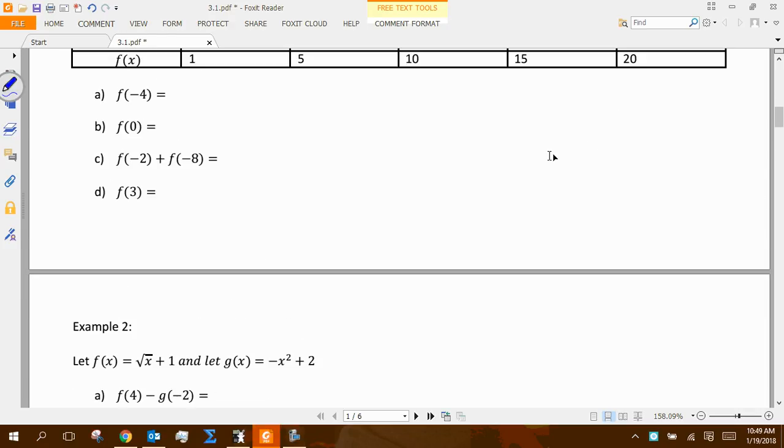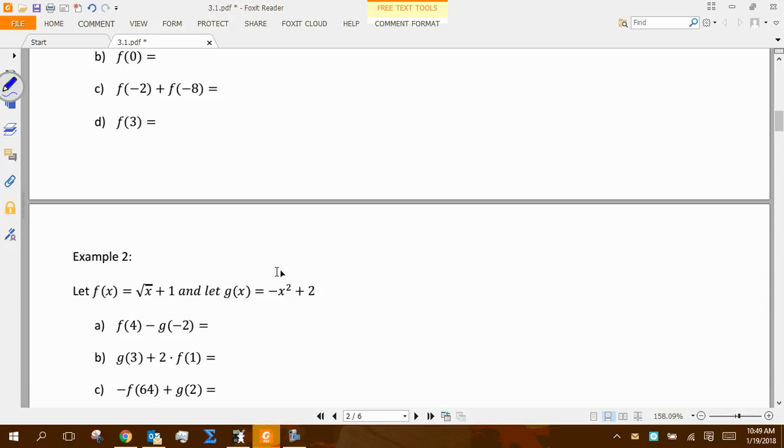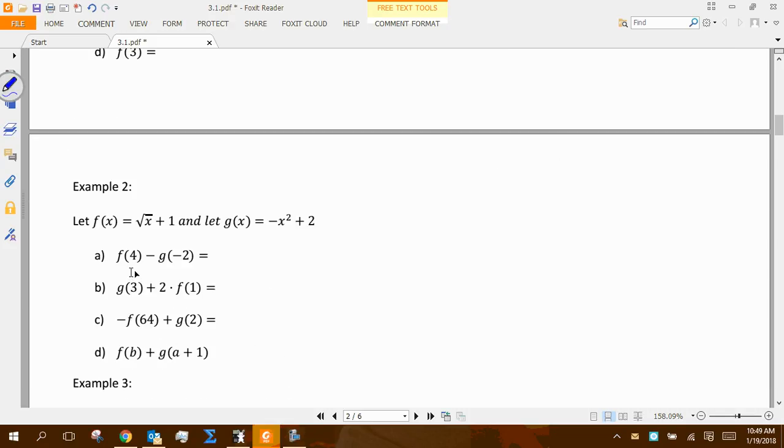Coming down here, instead of giving you the specific outputs that came from specific inputs, now they're giving you rules that would allow you to generate that table on your own. Now we have f of x is equal to the square root of x, and then plus 1, and that plus 1 is on the outside of the radical. Where it says find f of 4, x now becomes 4. Everywhere in my rule where I see an x, it becomes a 4.